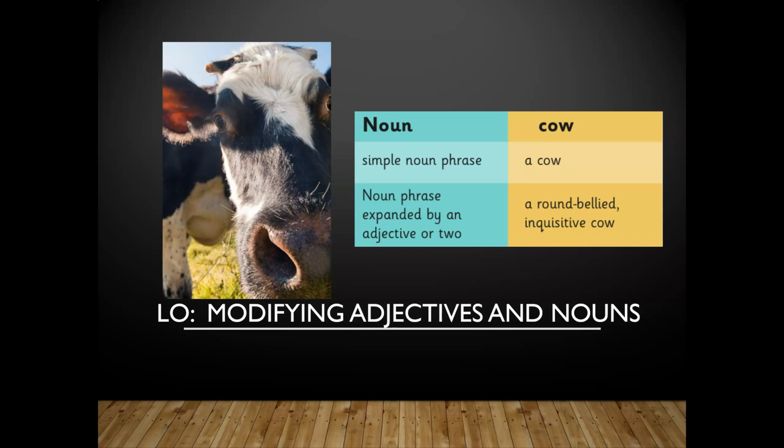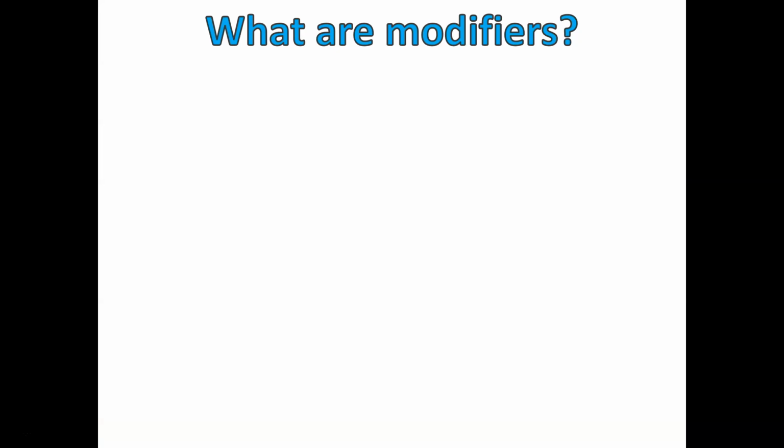What an amazing picture. Look at how that simple noun phrase, a cow, can be made so much more interesting. A round-bellied, inquisitive cow. That certainly looks like an inquisitive, curious cow. We need to ask the question, what are modifiers?